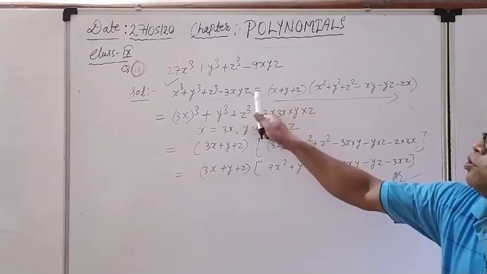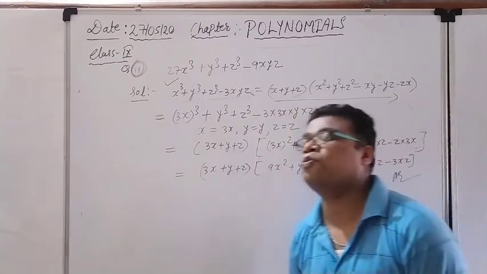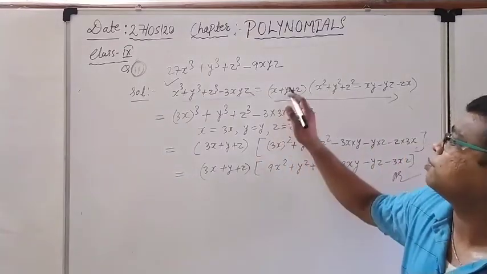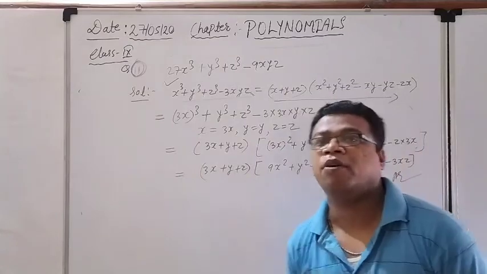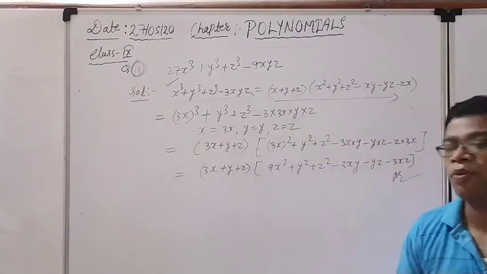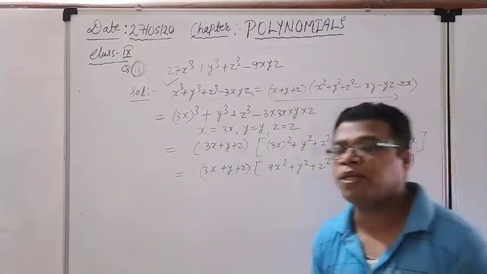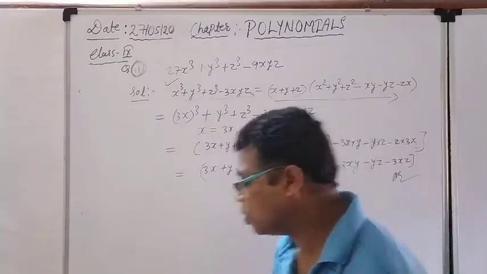Again, you should learn this particular identity: x cube plus y cube plus z cube minus 3xyz is equal to x plus y plus z inside one bracket, and in the other bracket x square plus y square plus z square minus xy minus yz and minus zx. So this was the solution.